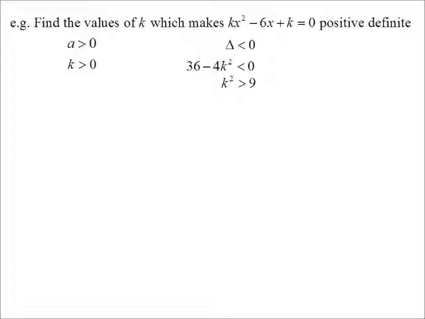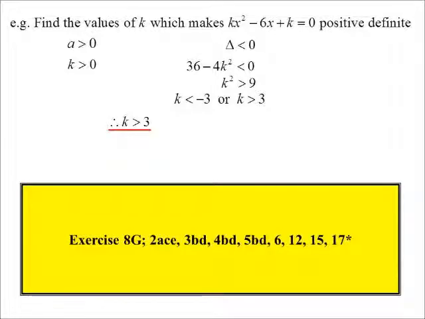K squared greater than 9. K is either greater than 3, less than negative 3, but both conditions have to be met. So therefore, it's only K is greater than 3. Oh, told you that was going to be a quick one. There we go.